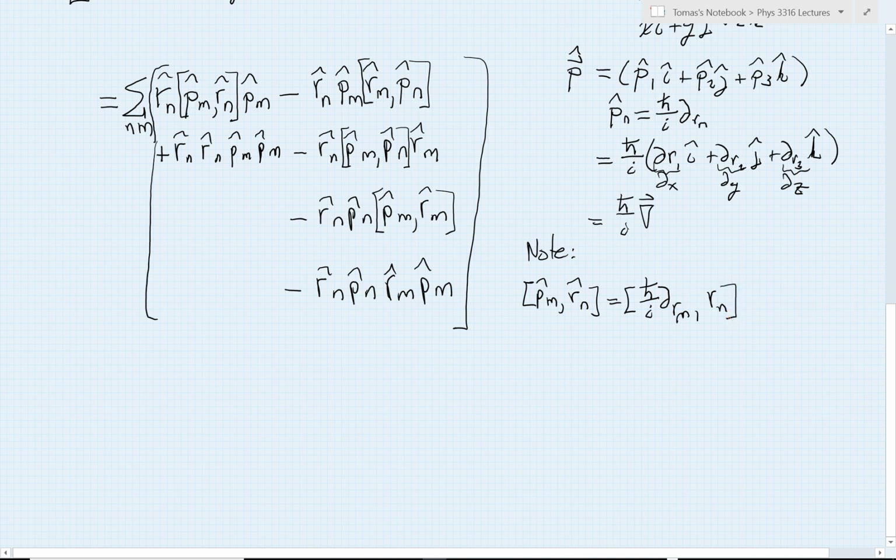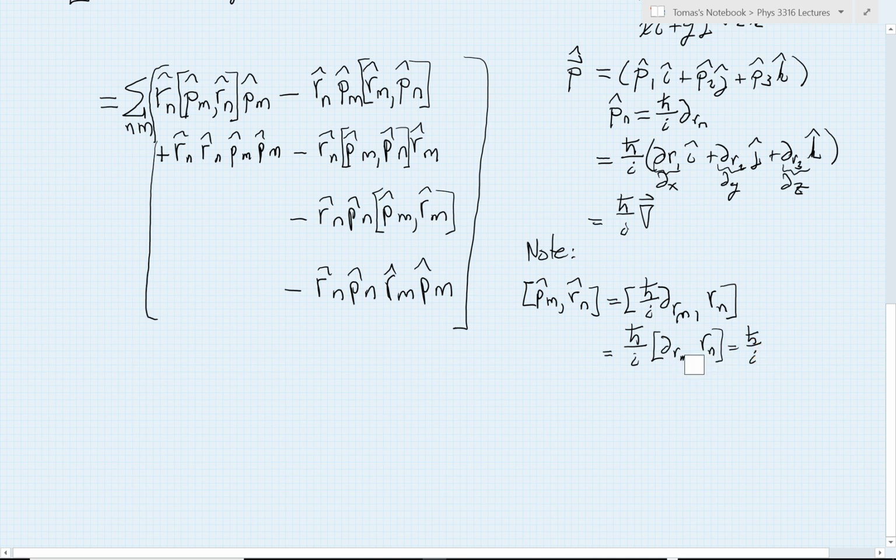Now, for a commutator such as this, we can always pull out the constant h bar on i, and now I have to do the commutator of the derivative with respect to r_m with actually r_n. Now let's think through what this is going to be. So I've got h bar on i.